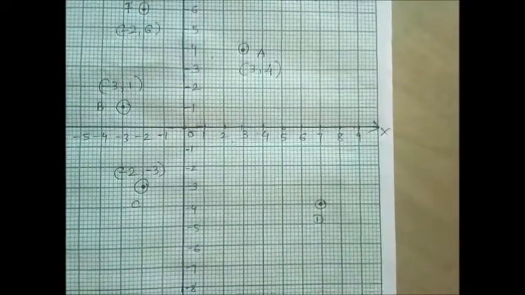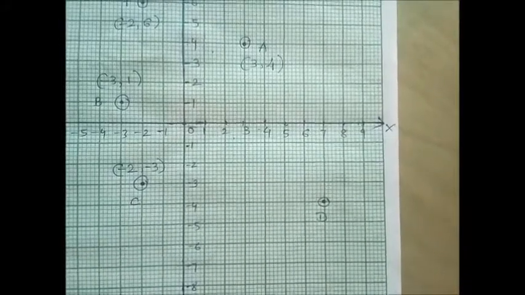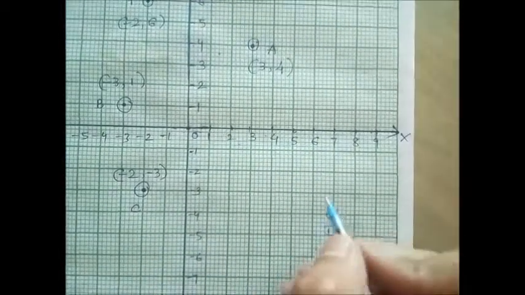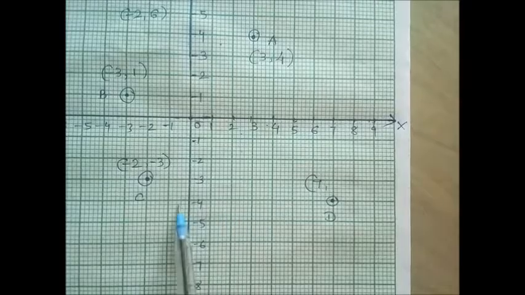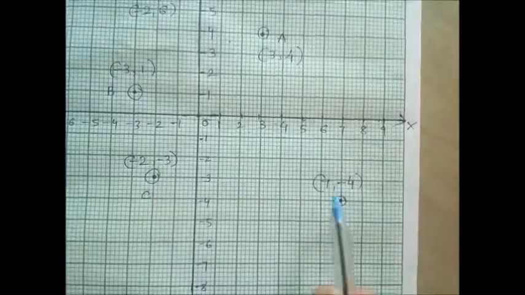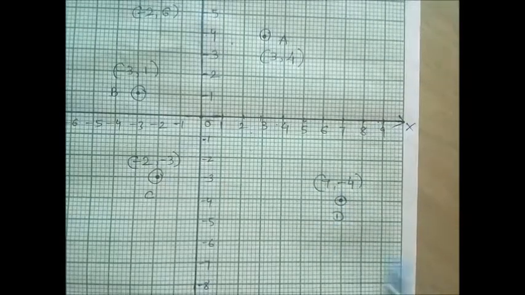Now the last one. Now I hope that you will be able to solve this. Now for x, see properly. What is it? It is 7, right? So our x coordinate will be 7, and on y-axis, what will be the point? Y is minus 4. So 7 and minus 4 are the coordinate of D point, right?